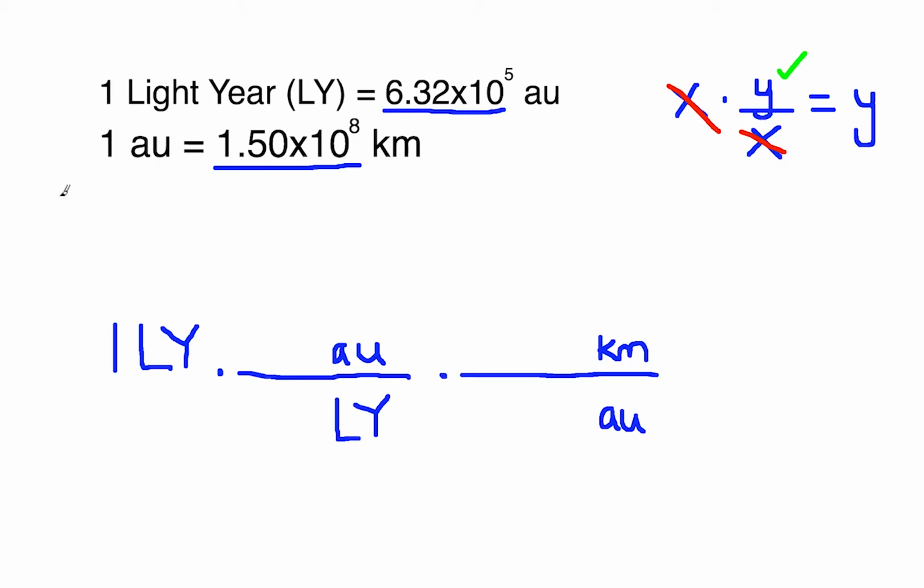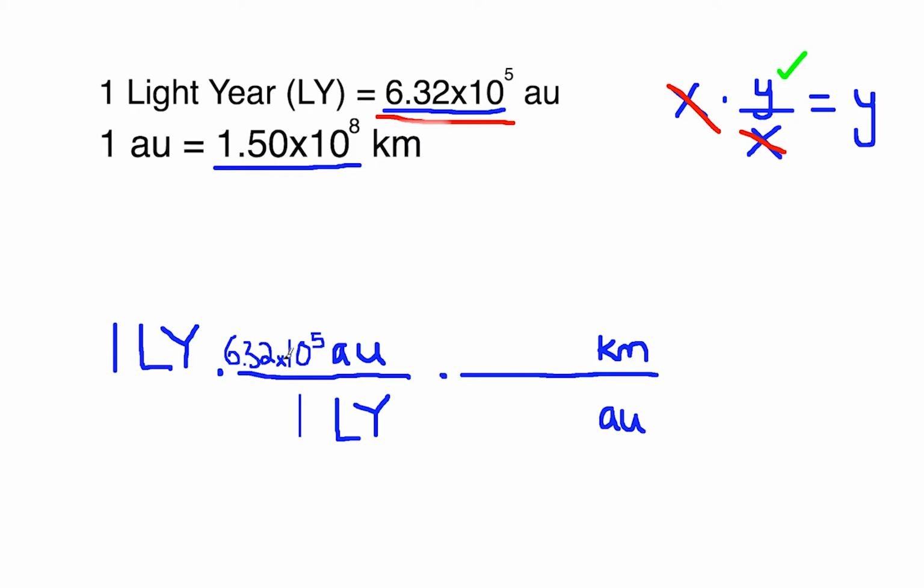Now we just need to figure out what numbers go into these fractions. Each of these fractions has to be equal to 1, so the top has to be equivalent to the bottom, but just in different units. From our givens, we know that we have 6.32 times 10 to the 5 astronomical units in 1 light year. Since these two things are equivalent, if we put them in our fraction, it'll be equal to 1. So in 1 light year, there are 6.32 times 10 to the 5 astronomical units.